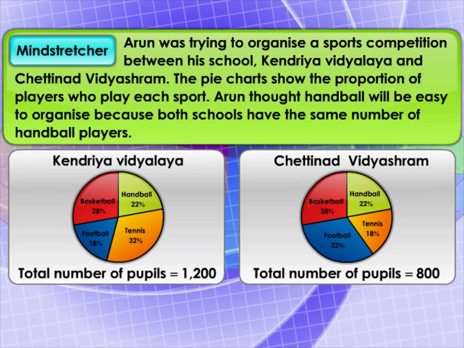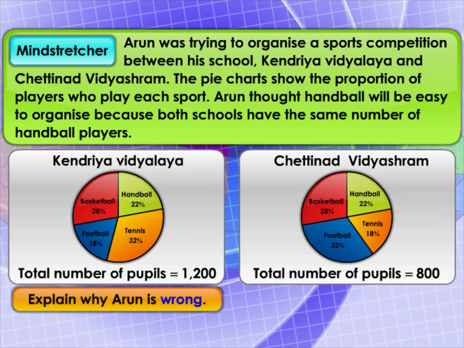Stretch your mind. Arun was trying to organize a sports competition between his school, Kendriya Vidyalaya, and Chettinad Vidhashram. The pie charts show the proportion of players who play each sport. Arun thought handball will be easy to organize because both schools have the same number of handball players. Explain why Arun is wrong. Click Answer to check the solution.